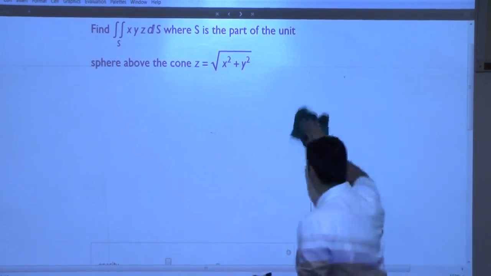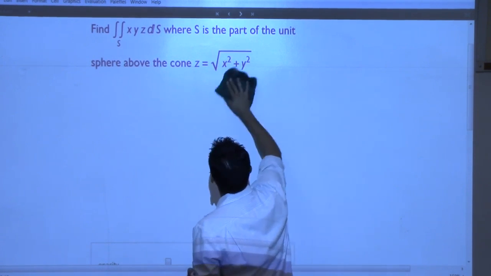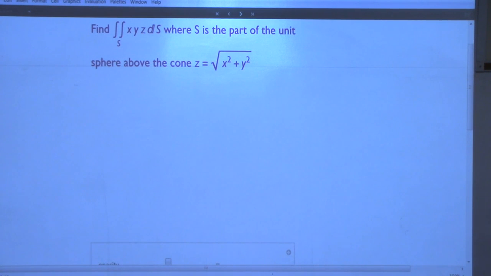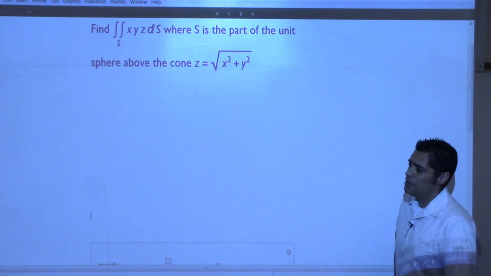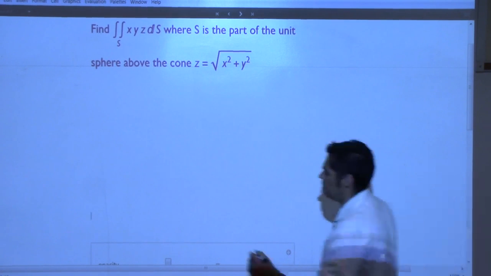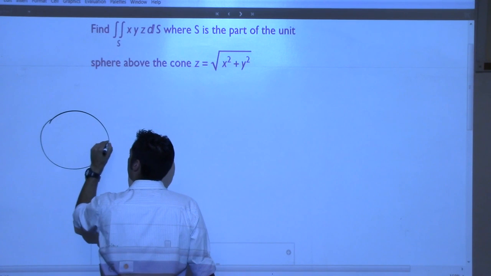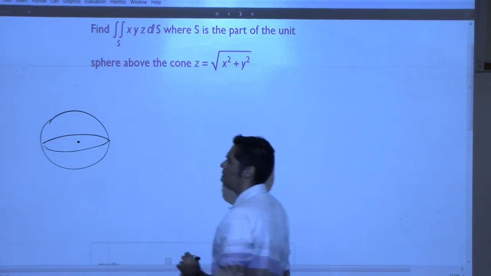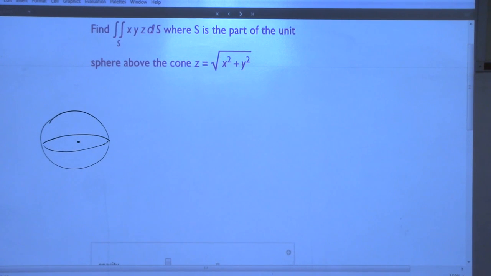Find the surface integral over the surface S of x y z with respect to surface area, where S is the part of the unit sphere above the cone z equals the square root of x squared plus y squared. Yeah, I'm going to try and draw it. I have a unit sphere, right? My surface S is part of this unit sphere. So here's my unit sphere, but it's only the part of the unit sphere that is above this cone, z equals the square root of x squared plus y squared.